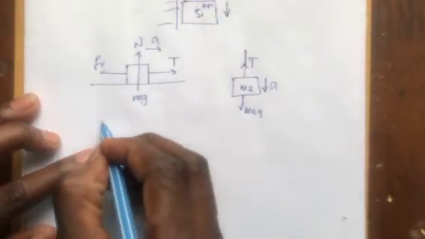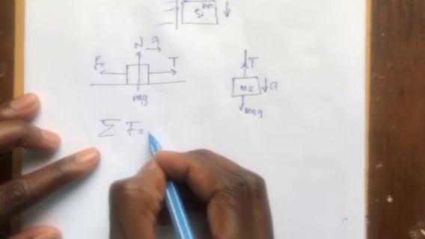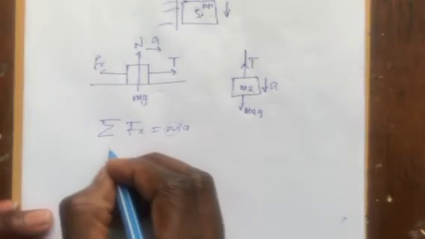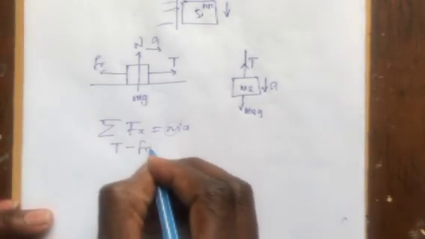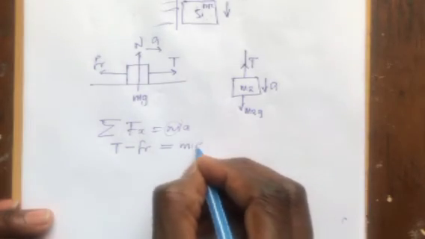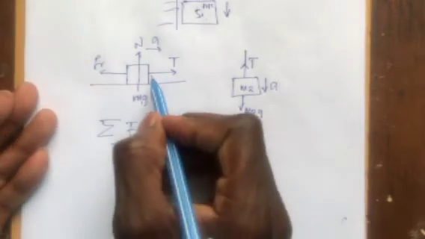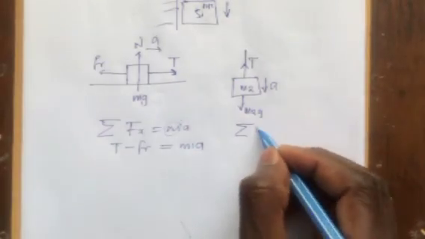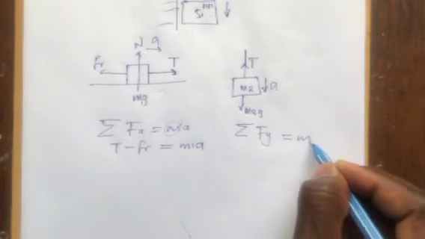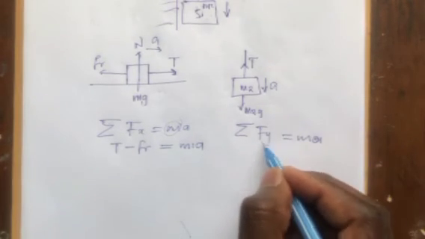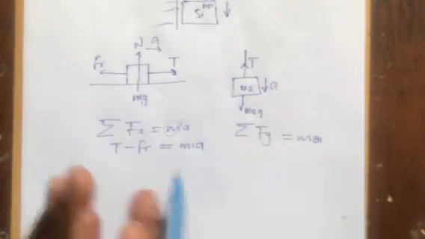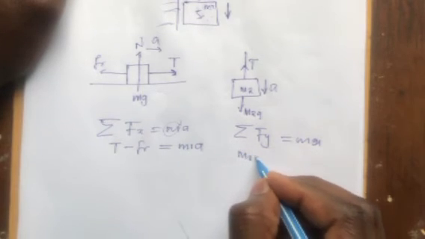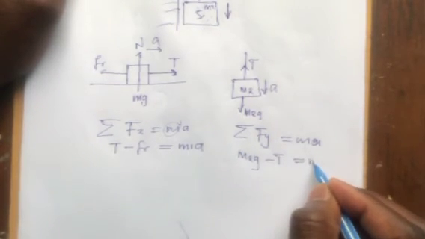So what you should do here, for this one, you say summation of forces in x must be equal to m. What is this mass? The first mass, which is 2 kgs. So you say tension minus friction, it has to give us m1a. Why do I write like this? Because the tension force is the one which makes this object move. For this one, you say the summation of forces in y must be equal to ma. Why do I write in y? Because this one is moving in the y-axis. It is not moving in the x-axis. So we are going to have m2g minus T giving us ma.